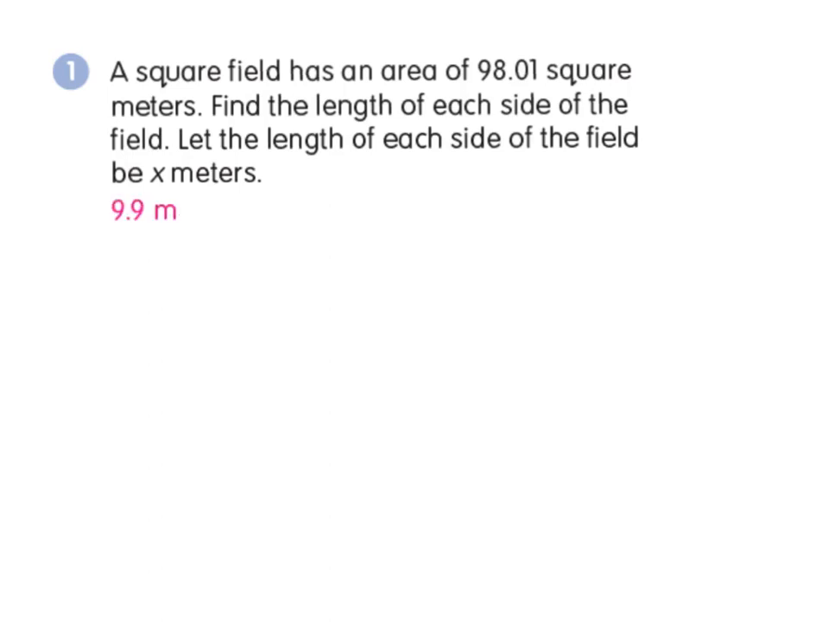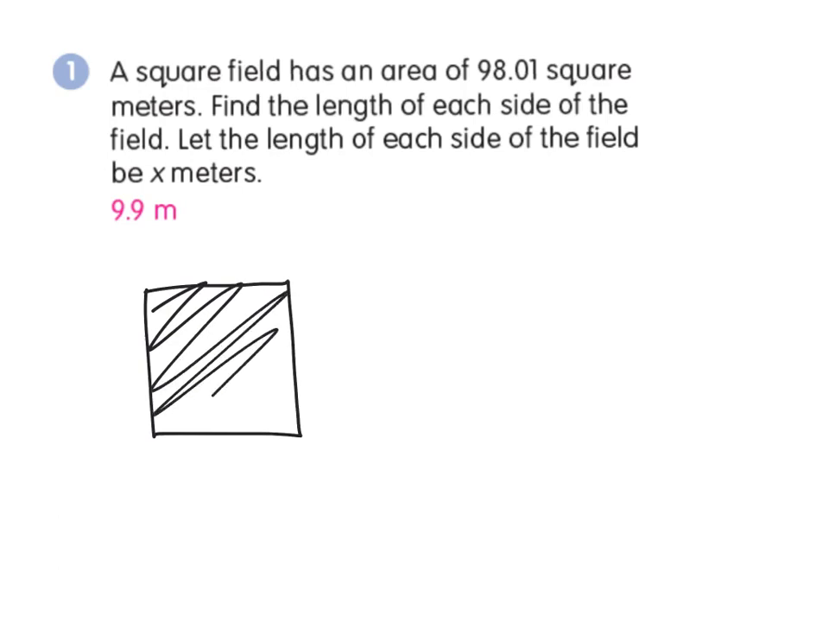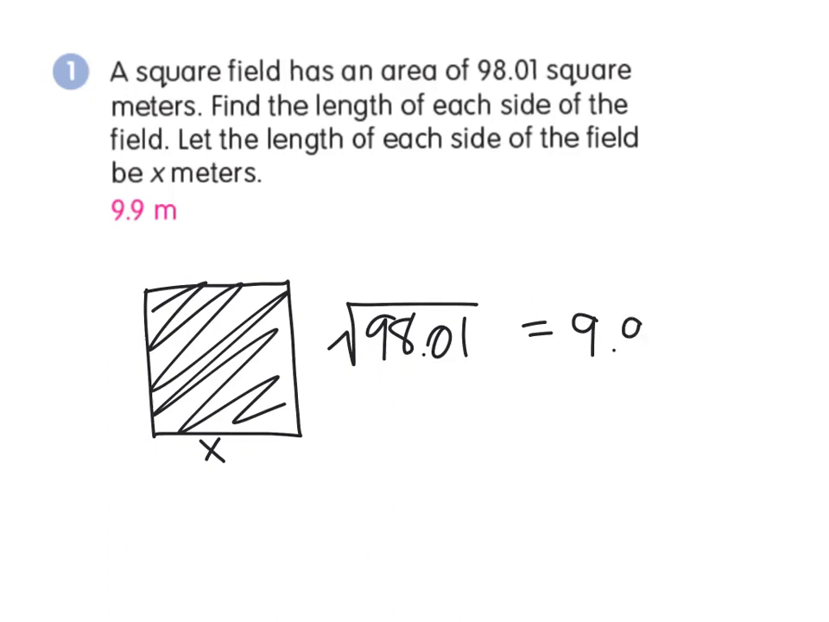All right, here's the answer for this problem, 9.9 meters. If you're not sure how to get 9.9, I'm going to explain it right now. It says a square field has an area of 98.01 square meters. Find the length of each side. So if this is the square field right here, the area is 98.01. To find the length of a side, we need to take the square root of the area. In my calculator, I type in square root 98.01, and it gives me 9.9. That is the length of one side of the field.